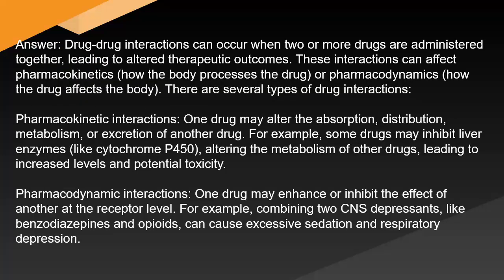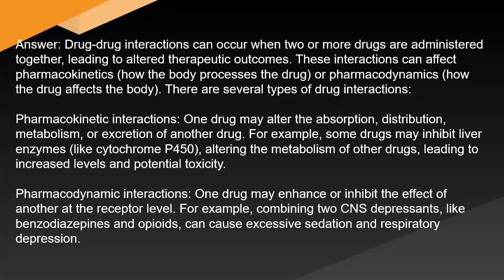Answer: drug-drug interactions can occur when 2 or more drugs are administered together, leading to altered therapeutic outcomes. These interactions can affect pharmacokinetics, how the body processes the drug, or pharmacodynamics, how the drug affects the body. There are several types of drug interactions. Pharmacokinetic interactions. One drug may alter the absorption, distribution, metabolism, or excretion of another drug. For example, some drugs may inhibit liver enzymes like cytochrome P450, altering the metabolism of other drugs, leading to increased levels and potential toxicity.